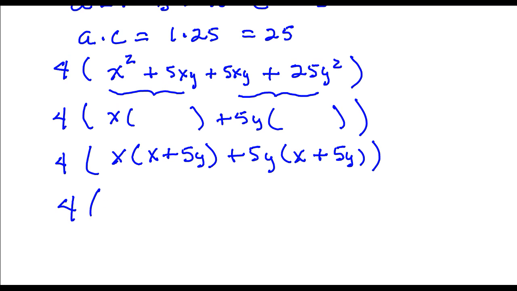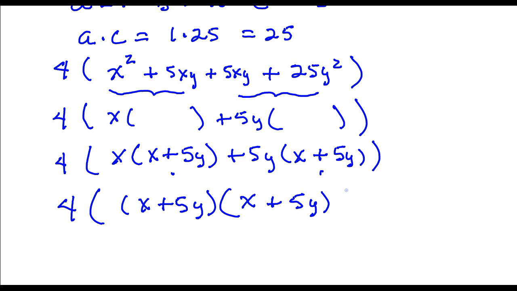Okay, now what I want to do is factor the common binomial out of this entire expression, and that is x plus 5y. And if I factor this x plus 5y out of this first part, I'm left with just an x. And if I factor it out of this last part, I'm left with 5y. And that's the complete factorization of that polynomial.